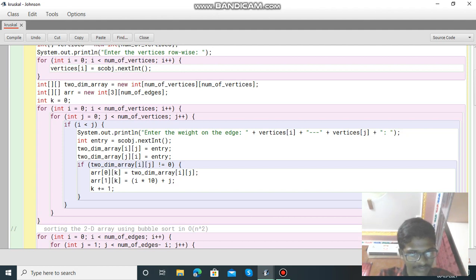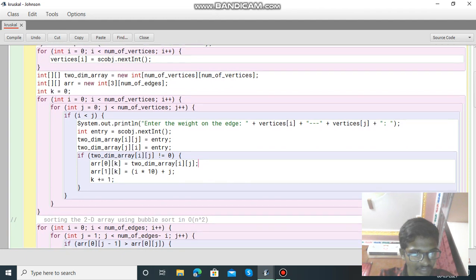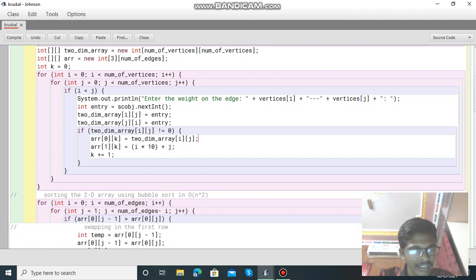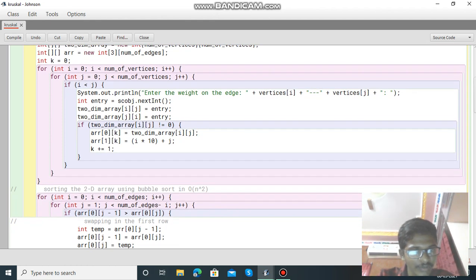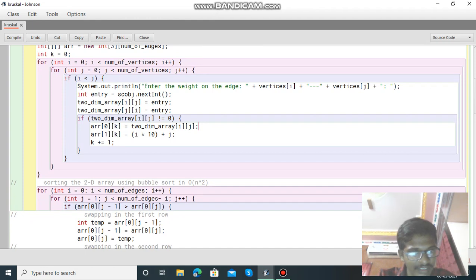then two dimensional array i of j equals to entry, two dimensional array j of i equal to entry. If two dimensional array i of j is not equal to 0, then array of 0 of k equals to two dimensional array i of j, and array of 1 of k equals to i times 10 plus j, then k plus equals 1.